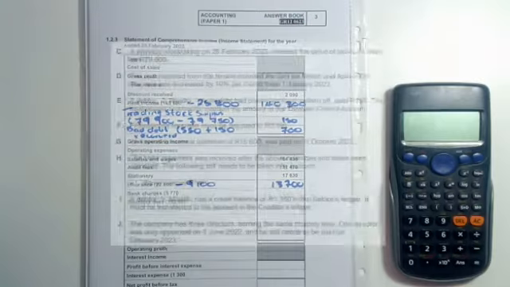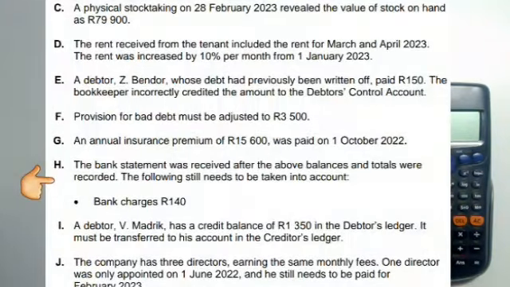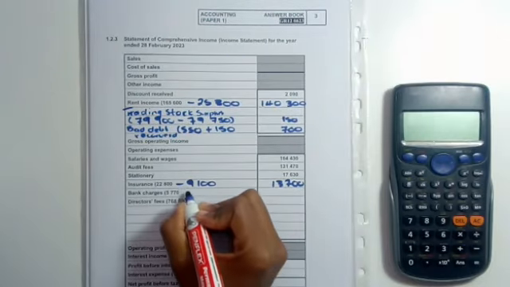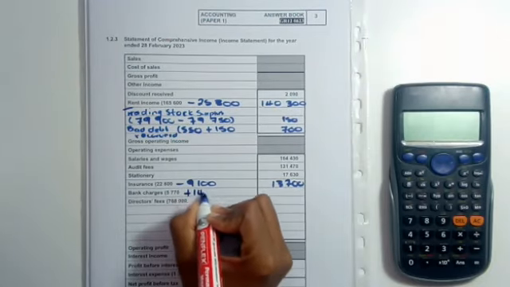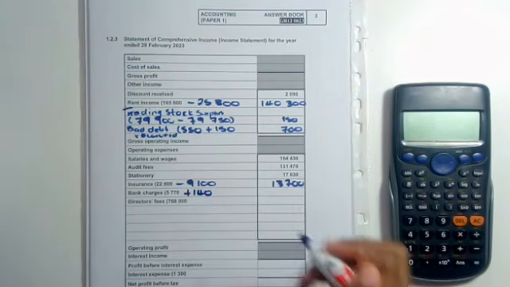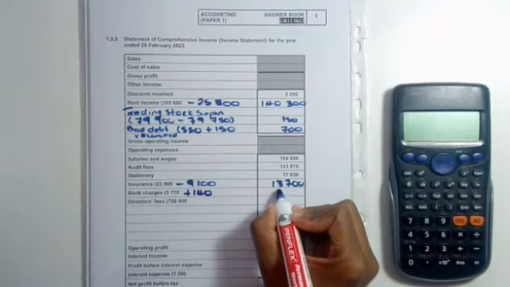Next, we have our bank charges, and we are given information H, and it says the bank statement was received after the above balances and totals were recorded. The following still needs to be taken into account, which is bank charges of 140 rands. They are simply going to be added because they were not added to begin with, and that gives me a bank charges total of 5,910.